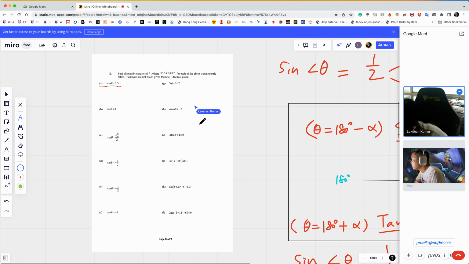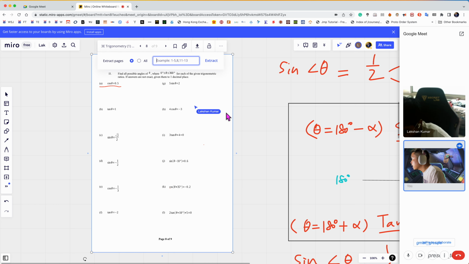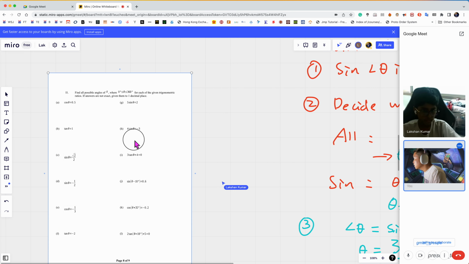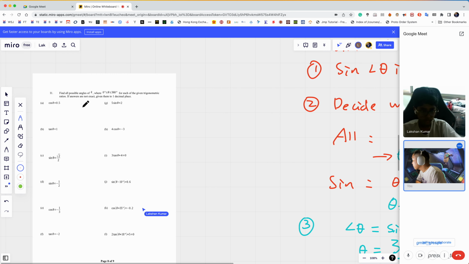Cosine theta equals 0.5. Oh, okay, never mind. There is a very good function here, extract. Extract page 8, so then we are on the same page. Okay, I have extracted it out. Can you see? So this is cosine theta equals to half.